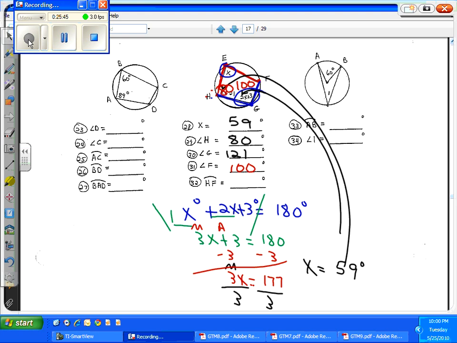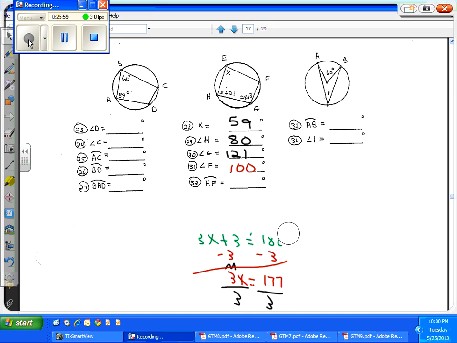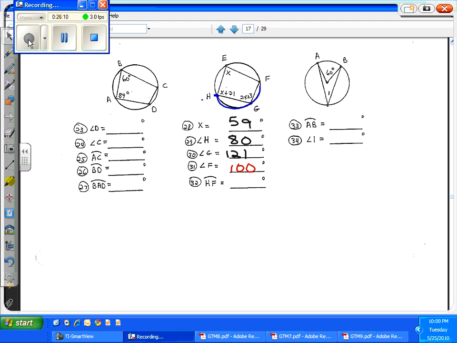Arc HF. Now, we need to think about that. Which one is it? Which way do we go? Arc HF could either be here or here. So how do we know which one? Well, it named it with 2 letters, so it must be the one less than 180. Well, which one is the one less than 180?